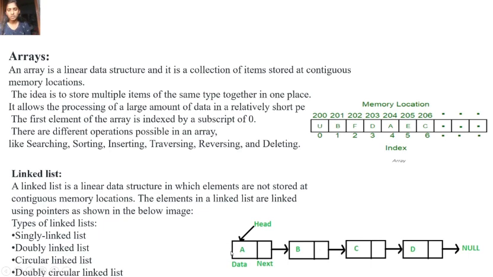This first part is data, and this is a link. This is linked to another node. There are some types of linked lists. They are singly linked list, doubly linked list, circular linked list, and doubly circular linked list.